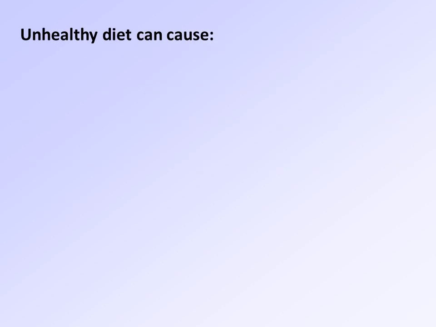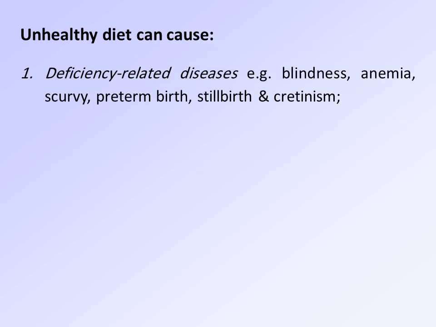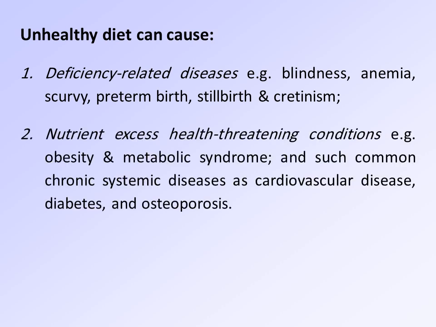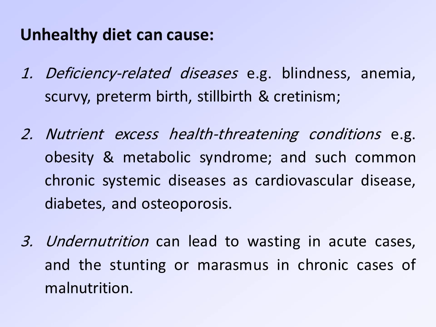Unhealthy diet can cause deficiency-related diseases, for example blindness, anemia, scurvy, preterm birth, stillbirth, and cretinism. Nutrient excess causes health-threatening conditions like obesity and metabolic syndrome and such common chronic systemic diseases as cardiovascular disease, diabetes, and osteoporosis. And undernutrition can lead to wasting in acute cases and stunting or marasmus in chronic cases of malnutrition.